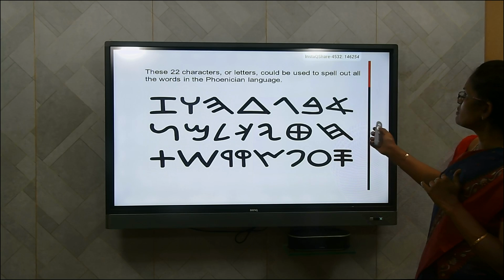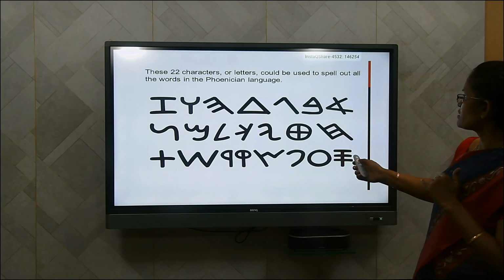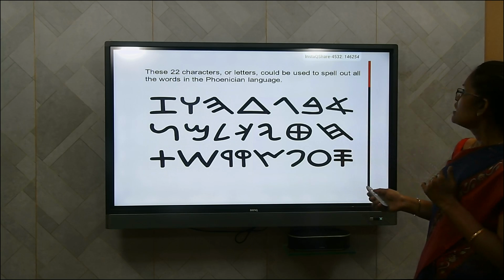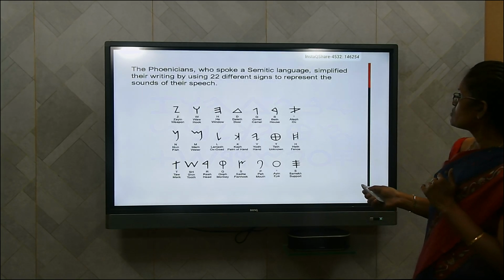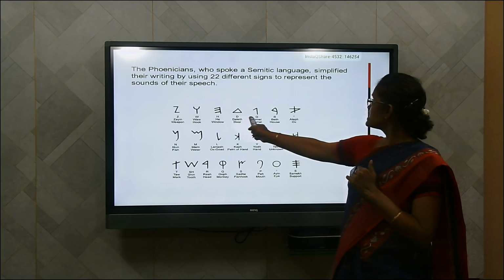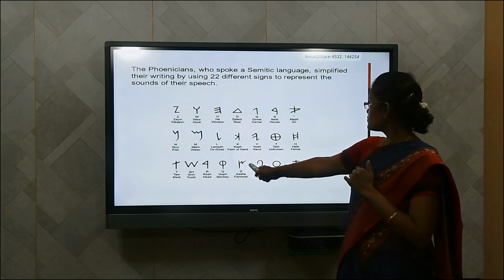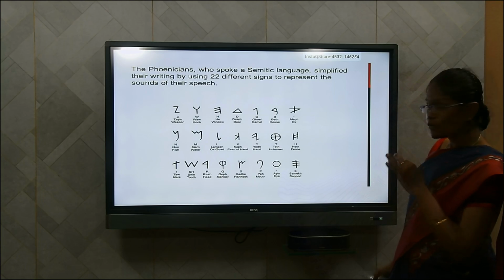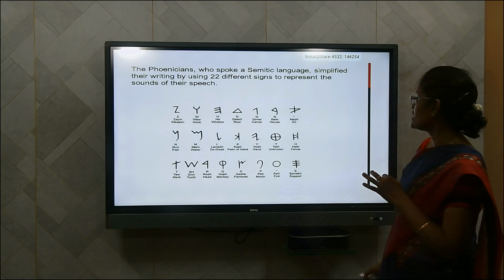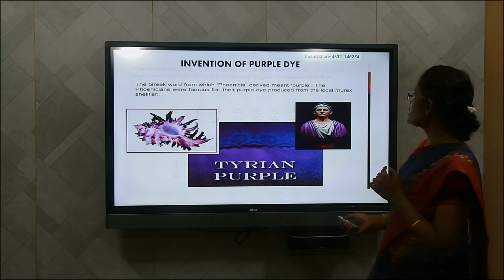So these are all the 22 characters which were produced by the Phoenicians. We can see the replica, the same letters which we can see now. With the phonetics they have given, how to pronounce, everything was given by them.